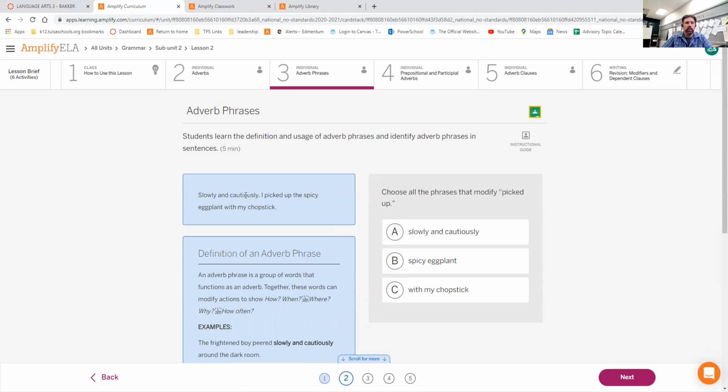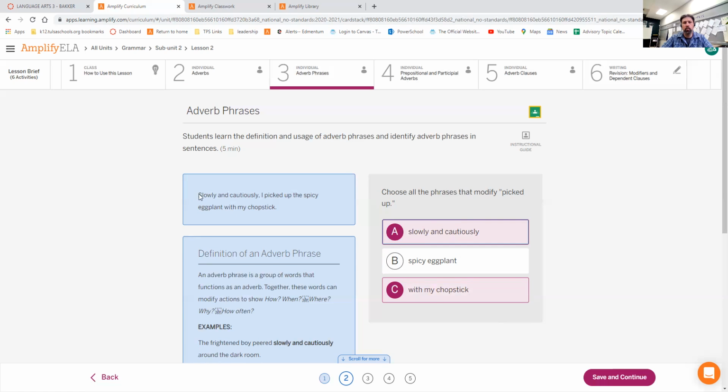Slowly and cautiously, I picked up the spicy eggplant with my chopstick. Okay, the question they're asking us here is what modifies, what describes how I picked it up? So I picked up the spicy eggplant. That's what I picked up. How did I pick it up? Well, I definitely picked it up with my chopstick. And I also picked it up slowly and cautiously. A and C are both your correct answers there.